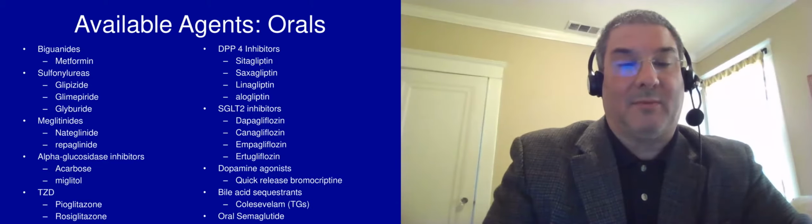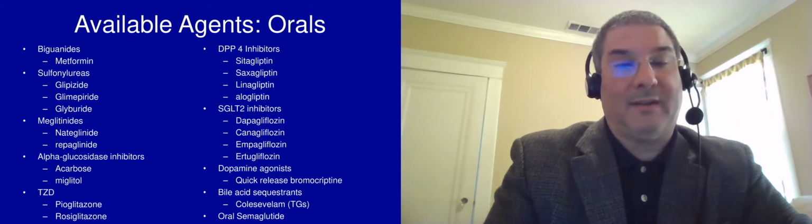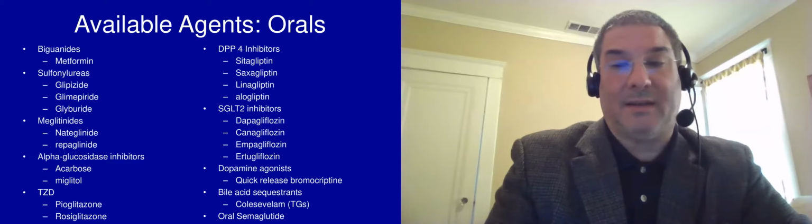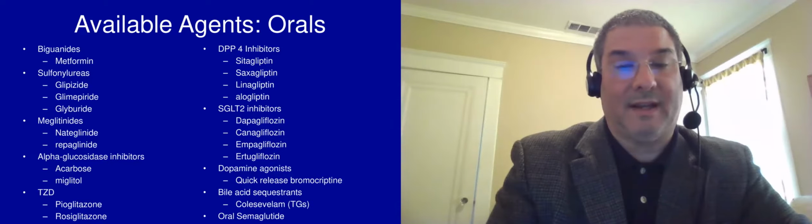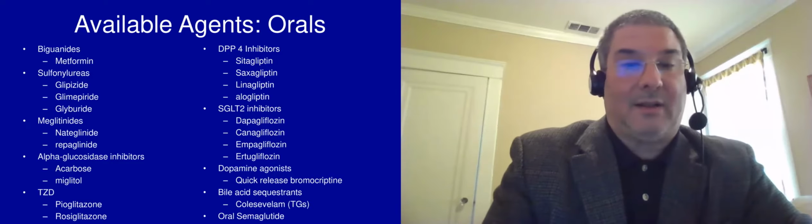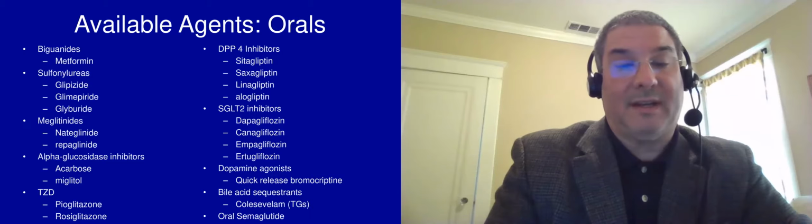Note at the very bottom right, we've got now an oral GLP-1 receptor agonist. That's new. It's not injectable. It's semaglutide, which previously was a weekly injectable, is now available as an oral agent, and I've added it down here. I'll also note that though we may not be as aware or use them as much, we've got some options here like quick-release bromocriptine and colesevelam, both of which have been approved by the FDA for treatment of type 2 diabetes.